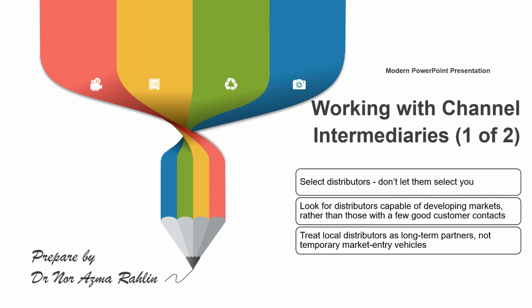Step number 3 for working with the channel intermediaries is to treat local distributors as long-term partners, not a temporary market entry vehicle. A contractual agreement that provides strong financial incentive for customer acquisitions, new product sales, or other forms of business development is a signal to the distributor that the market entrant is taking a long-term perspective. Such development can take place with input from the managers of the global company.